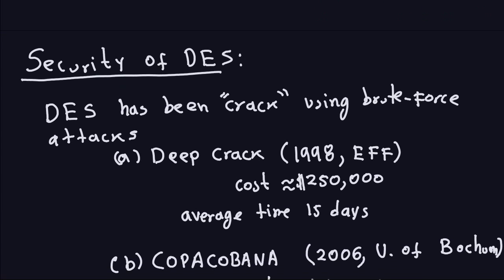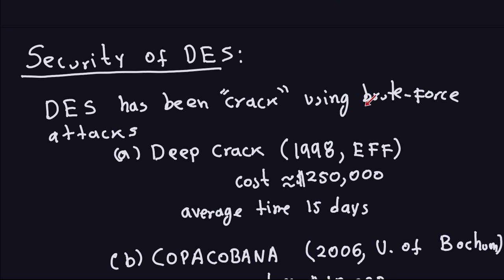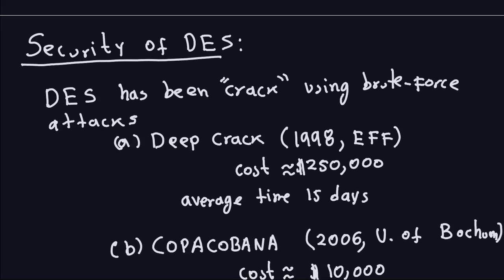Now, DES, as I said, has been cracked using brute force attack, and has been cracked by developing specialized computers that are only meant to crack DES. The first time that was attempted, as I recall from history, it was Deep Crack, a machine built in 1998 by the Electronic Frontier Foundation. The cost of that machine was about $250,000, and the average time it took to crack DES was about 15 days.